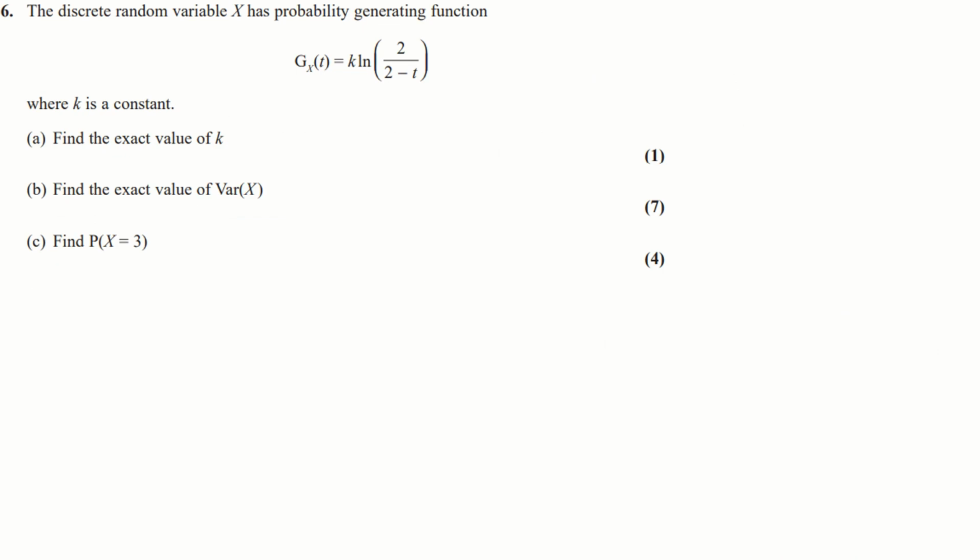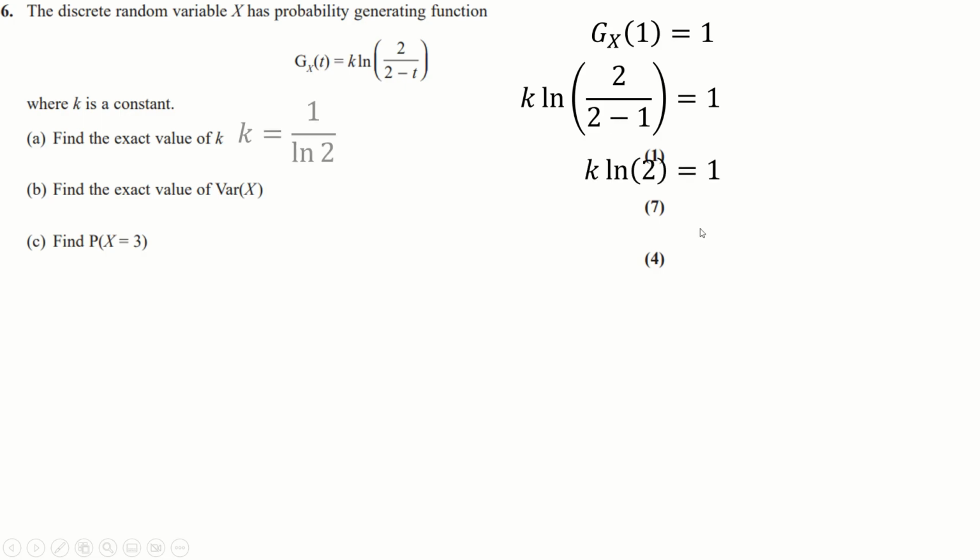Question 6 is the probability generating function then. Firstly, the key result here is that G_X(1) equals 1. You'll always have to use this in your papers, so always know this. Put in t as 1, and we're expecting 1 here. 2 over this is just 1, it's just 2. So 1 divided by log 2 is k, therefore.